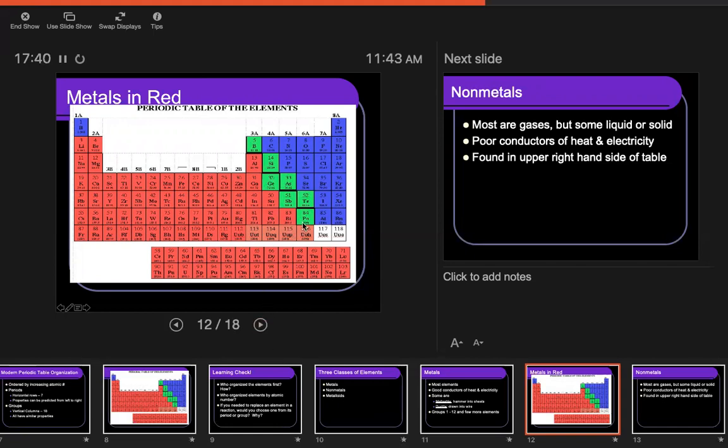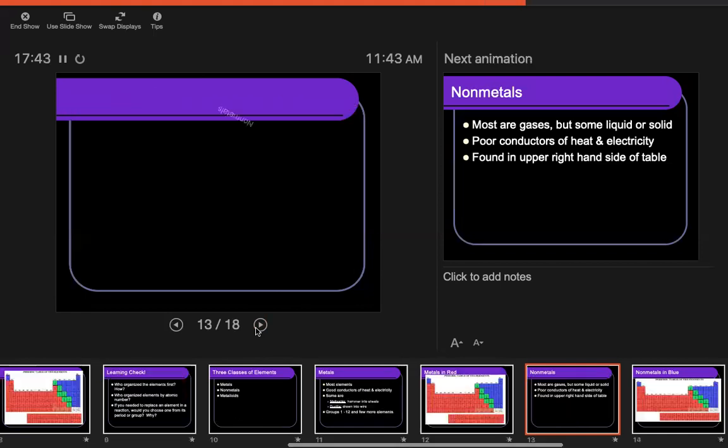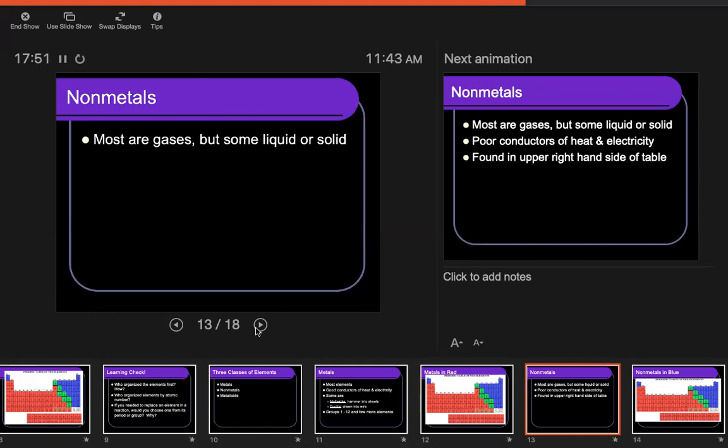Well, that leads us then to the ones that aren't metals. They're nonmetals. The second largest group would be the nonmetals. Most nonmetals are gases, but there are liquid and solid nonmetals. Bromine exists as a liquid in its natural state, and it's a nonmetal. Carbon is a solid, and it's probably the most famous of the nonmetals. But most of them are gases.